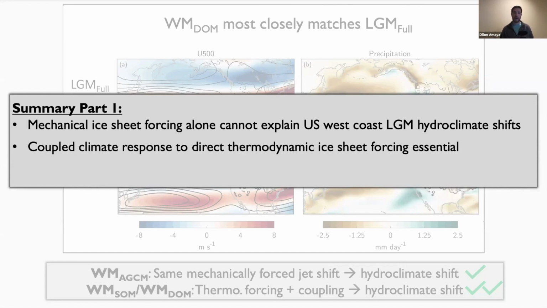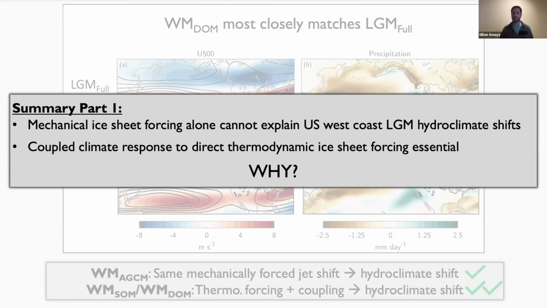We also learned that the coupled climate system response to direct thermodynamic ice sheet forcing is essential to getting the response that we expect from proxy reconstruction. So not only is thermodynamic ice sheet forcing important, but it's the coupled climate system response to that thermodynamic ice sheet forcing that is the important part here. Okay, so now we're back to the original question, why? Why does the coupled climate system clobber the Green Mountain response?